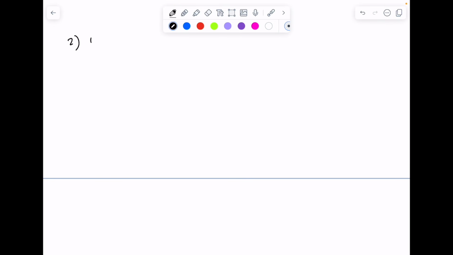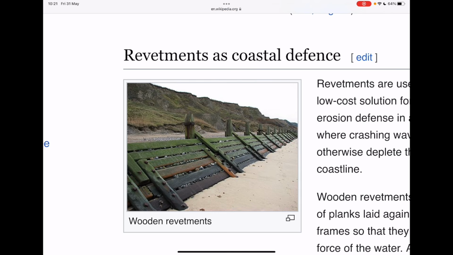Next up, revetments. So now I'm pinging to Wikipedia and we're looking at revetments. These are sloping structures built on embankments or shorelines along the base of the cliff, and again they will absorb wave energy and reduce erosion, but I think we can agree they're pretty aesthetically unappealing, i.e. they're super ugly, but they are very effective.